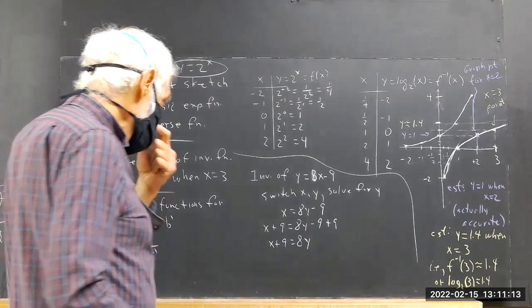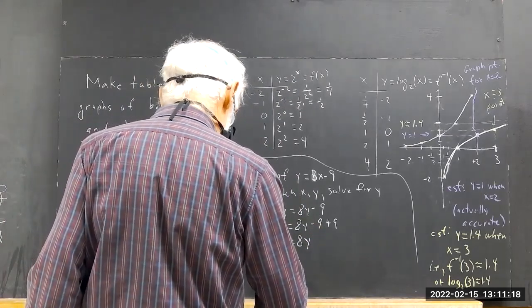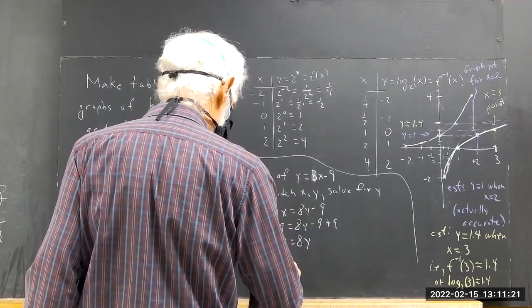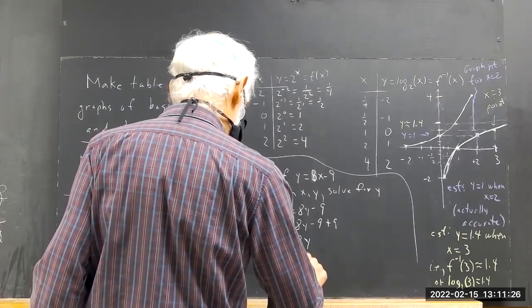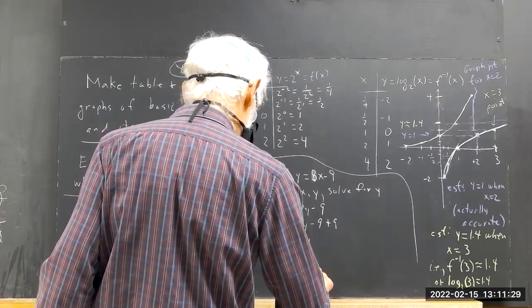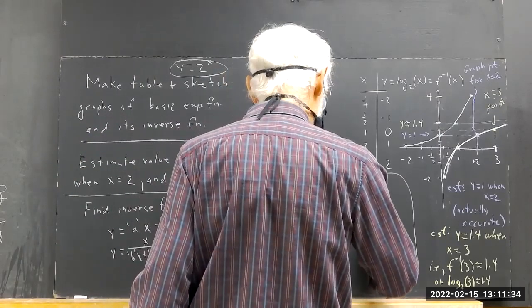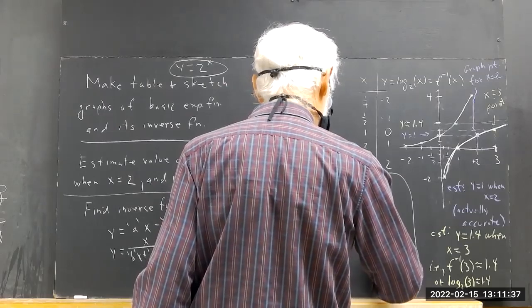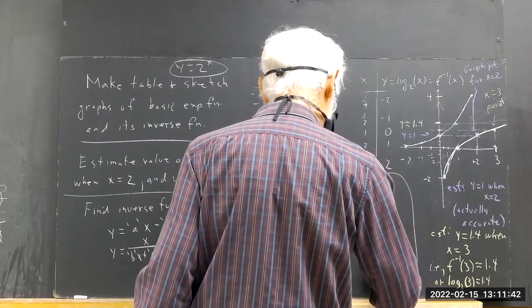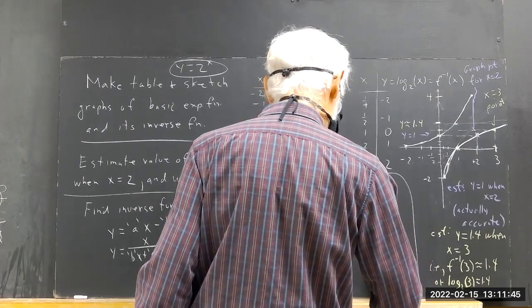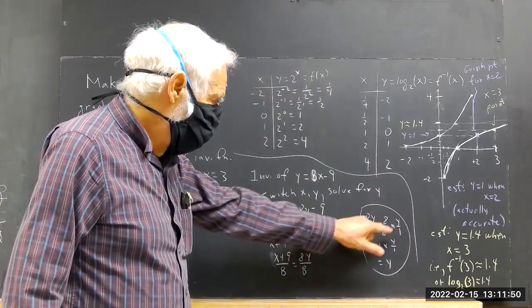We can relax maybe. Okay, so x plus 9 equals 8y. Then we divide both sides by 8. X plus 9 over 8 equals 8y divided by 8. As I've done a number of times, this is why dividing by 8 gives you y.